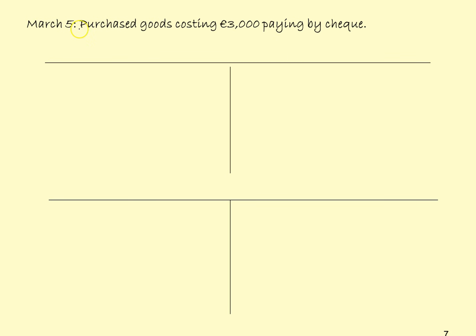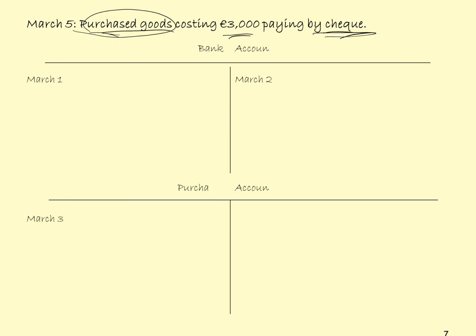March the 5th, purchase goods costing 3,000, paying by cheque. Now purchase goods is a purchase account. Paying by cheque means the money came out of the bank. So what we need here is the bank account and the purchase account. Now if you look up over your previous ledger account, you see that you have a bank account and you have a purchase account. The bank account has two transactions already on it, one debit and one credit, and the purchase account has a transaction on it from March the 3rd.